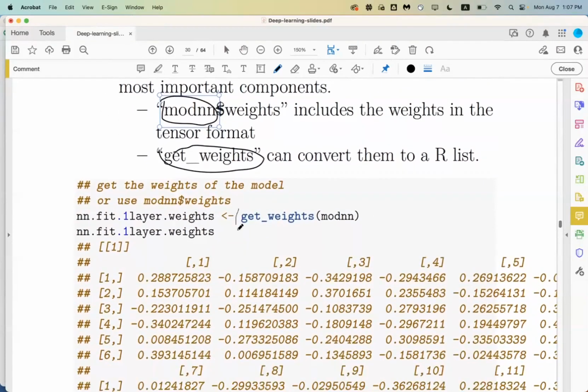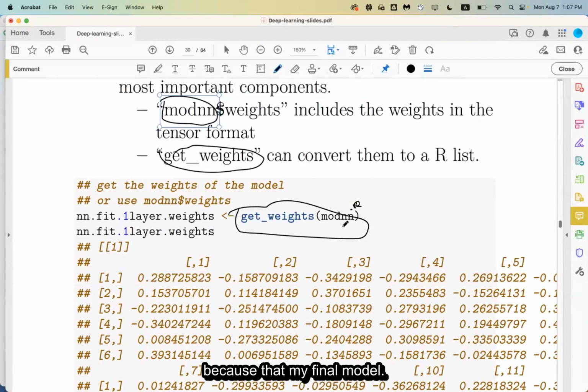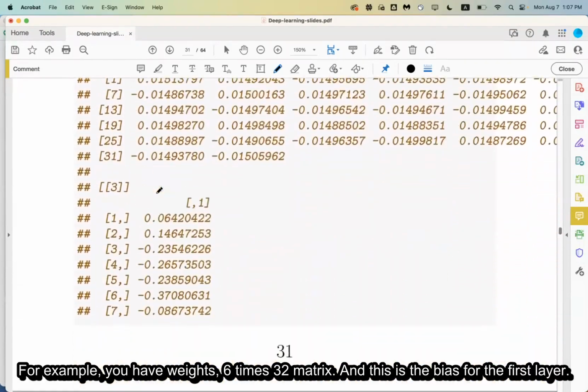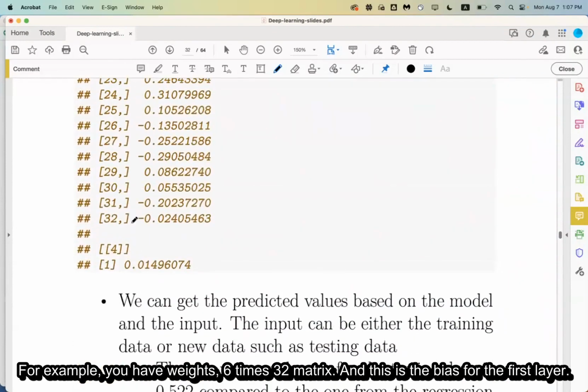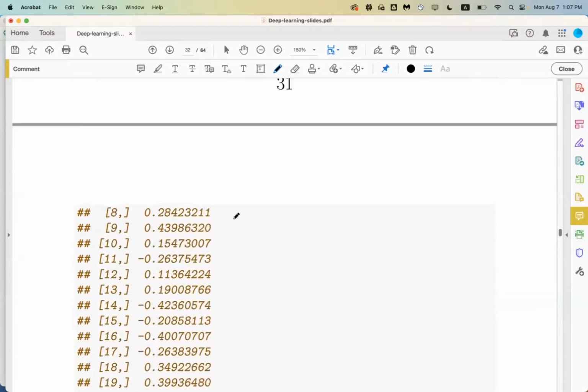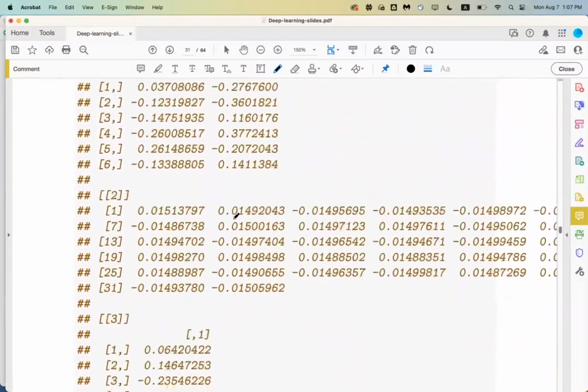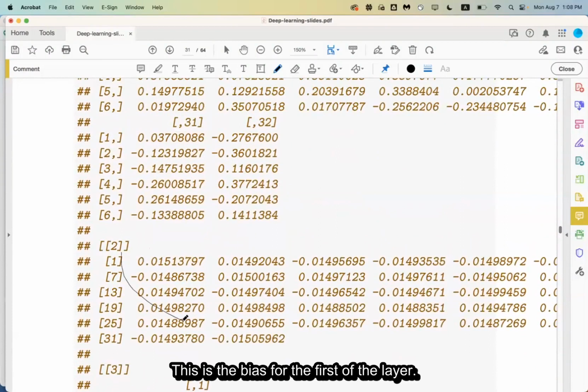For example, if I use get_weights here, it's better to use the final model because that's my final model. And then it gives you the weights. For example, you have a weight 6 times 32 matrix, and this is the bias for the first layer. For the second layer, this is the bias.